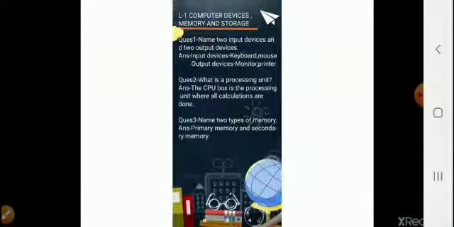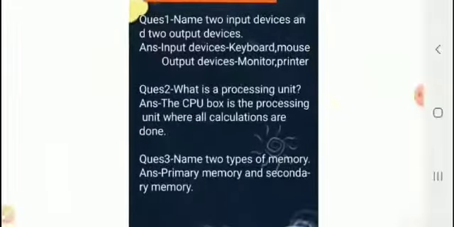Okay. Then moving forward, our question answers. See the question answers. So first question is, name two input devices and two output devices. Input devices: keyboard, mouse. Output devices: monitor and printer. Second, what is a processing unit? The CPU box is the processing unit where all calculations are done. Third, name two types of memory: primary memory and secondary memory.